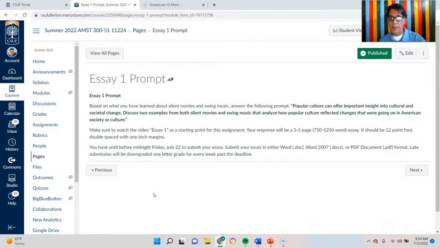Popular culture can offer important insights into cultural and societal change. Discuss two examples from each. Discuss two examples from both silent movies and swing music that analyze how popular culture reflected changes that were going on in American society or culture. All right, two from silent movies and two from swing music.